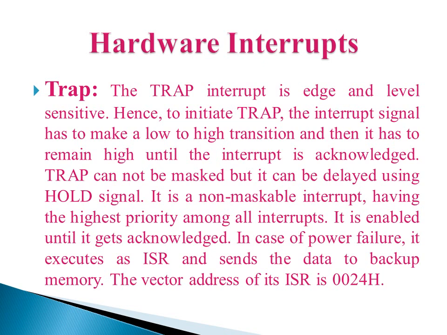Trap cannot be masked as it is a non-maskable interrupt. It has to be enabled only, it cannot be disabled, but it can be delayed using the hold signal. It has the highest priority among all interrupts, as we have seen in the priority of interrupts that trap has the highest priority. It is enabled until it gets acknowledged. In case of power failure, it executes ISR and sends data to backup memory, and the vector address of its interrupt service routine is 0024H.